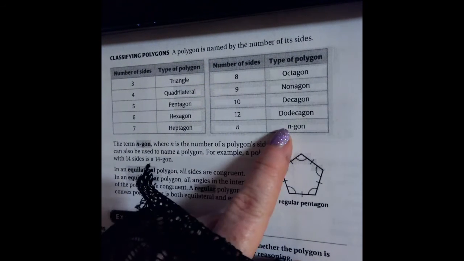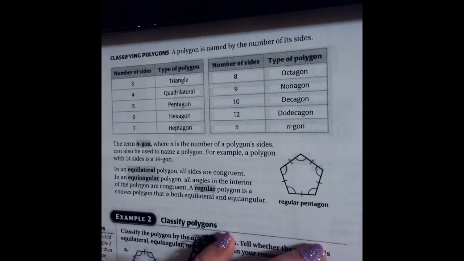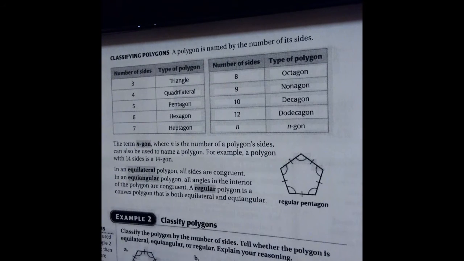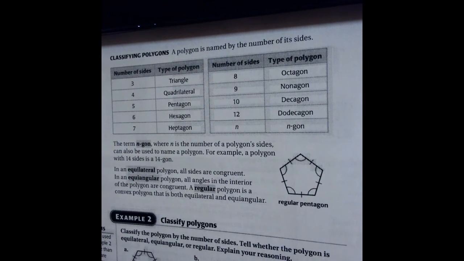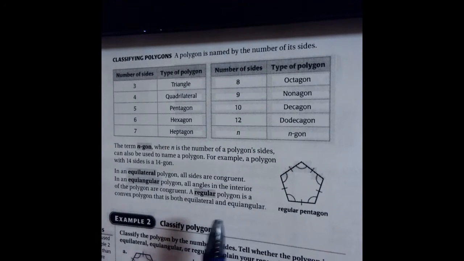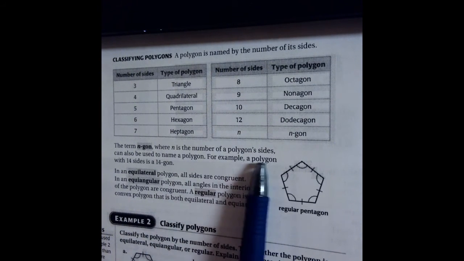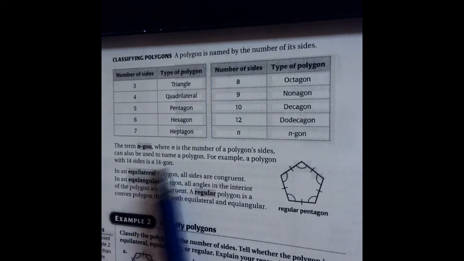And n means n-gon. Whether you can have a side with 15, so you'd call it a 15-gon, okay, or a 16-gon. But certain ones like these we know. So if someone tells you a hexagon, you should know, okay, 6-sided, or an octagon's 8-sided. So the term n-gon, where n is the number of polygon sides, can also be used to name a polygon. Just like I said, for example, polygon with 14 sides is called 14-gon.